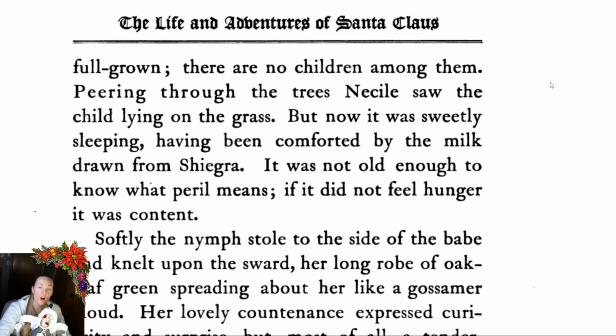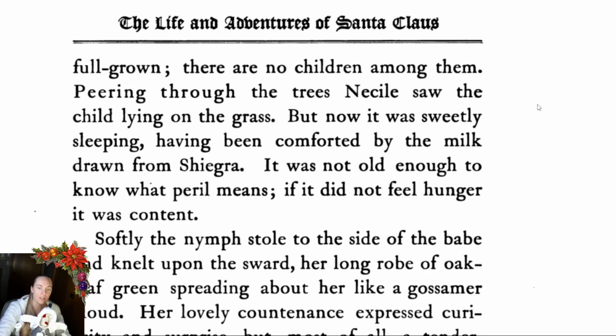All the immortals are full grown. There are no children among them. Peering through the trees, Necile saw the child lying on the grass, but now it was sweetly sleeping, having been comforted by the milk drawn from Shigra. It was not old enough to know what peril means. If it did not feel hunger, it was content.